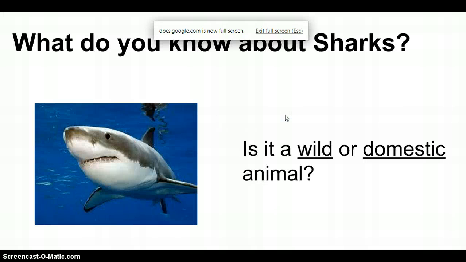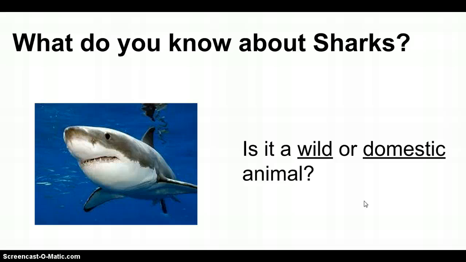So what I did was I decided to put up at the top, what do you know about sharks? This is getting them to start thinking and reflecting about what they do know about this animal. And I decided to put one question on the slide. Is it a wild or domestic animal? I decided to underline wild and domestic. We could have also bolded these words as well, just so the students are thinking about the vocabulary of what is wild and what is domestic.